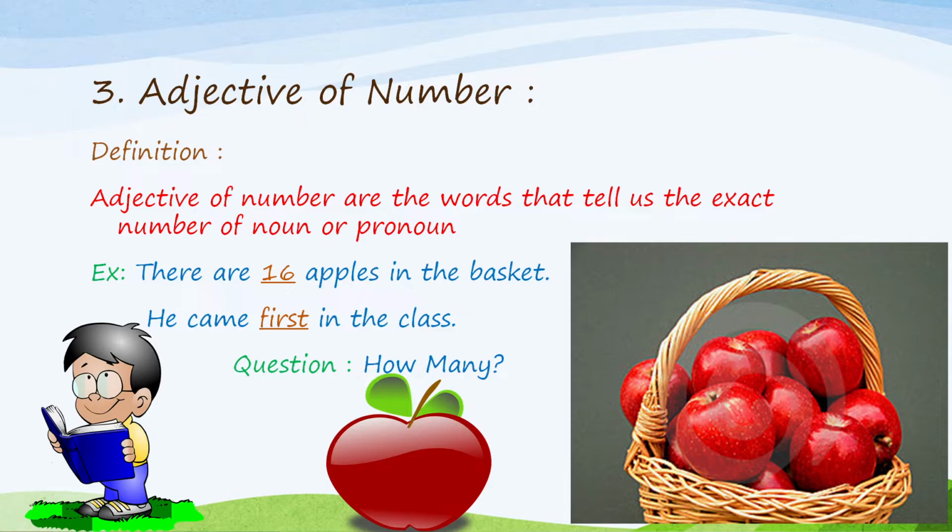If I ask you how many chocolates are there in the refrigerator, you can exactly tell if there is any. There are 4 chocolates in the refrigerator. The number 4 will be the adjective of number here. So, 10, 25, first, second, they all are adjectives of number.